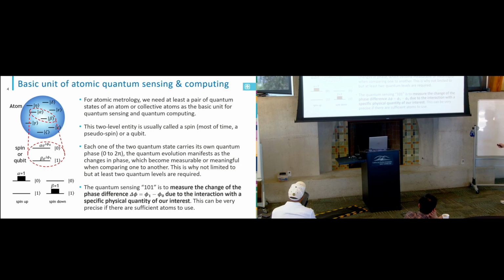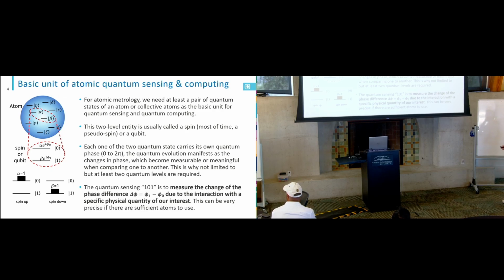So 2 level is the basic unit, because in order to determine the state, the phase difference, you have to use one and compare with the other. You cannot determine what the phase is with just a single quantum state. That's not doable. So that's why we say this is the basic unit. But it's not necessary to be 2. You can have more than 2, as long as you can figure out how the phase of each state evolves in time or in space.